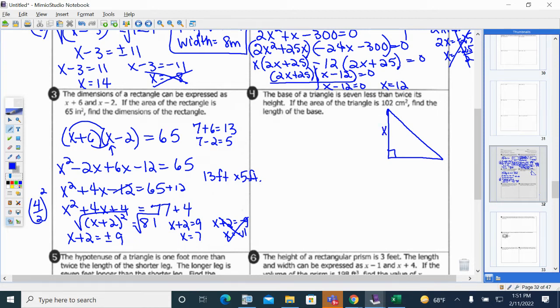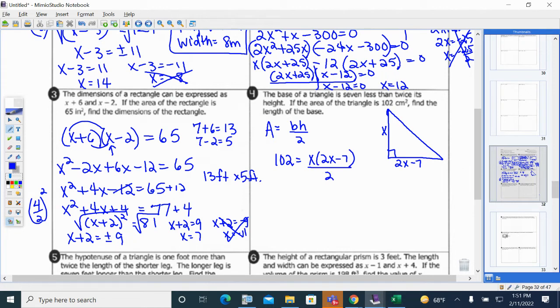The base of a triangle is 7 less than twice its height. So the height is x. 7 less than twice that is going to be 2x minus 7. To find the area of a triangle, you will have seen this formula a lot of different ways. Area is equal to 1/2 times base times height. I like base times height divided by 2. So the area is 102. So I'm going to plug that in. So 102 is equal to the base times the height. So I've got x times the 2x minus 7, and then I've got to divide that by 2.